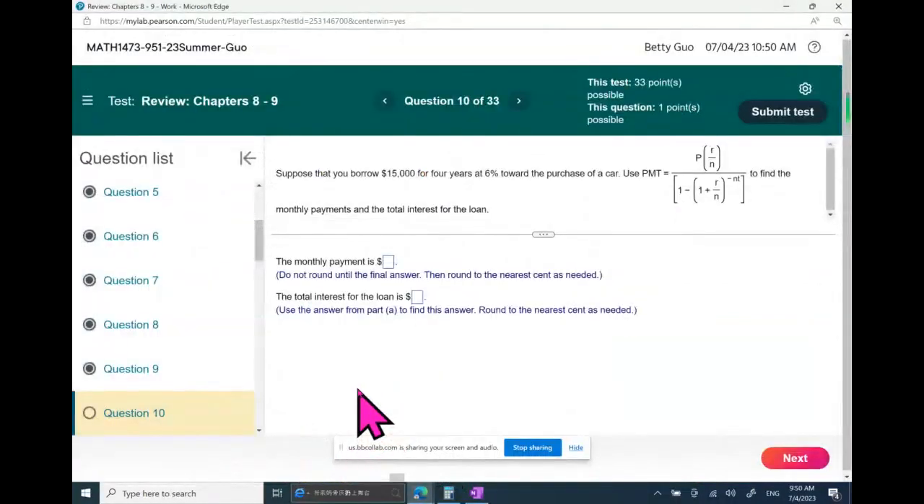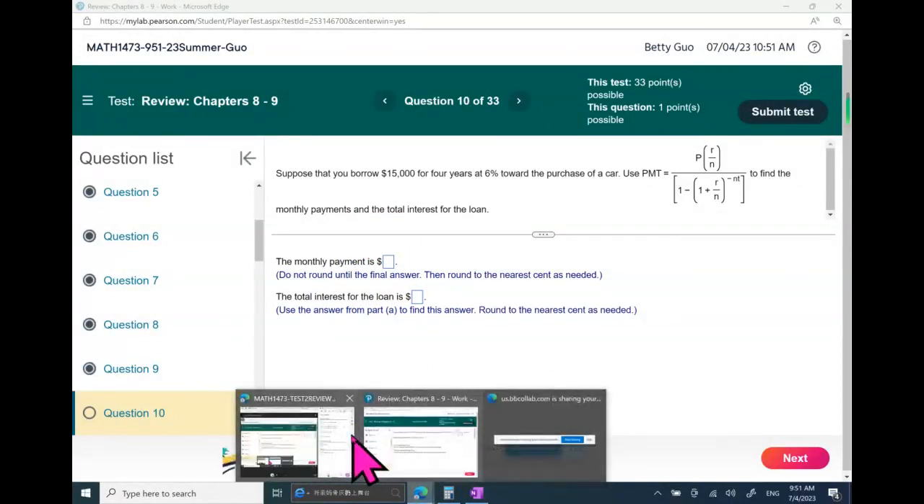Number 10. Suppose you borrow 15,000 for 4 years at 6% toward the purchase of a car. So this is about a car loan. Find the monthly payments and the total interest for the loan. I'm not using the formula, it's too complicated and consumes my time, so I'm using the TVM solver. So that's the loan amount, 15 grand, 4 years, 6%. We need to find the monthly payment first. So let's go to the calculator.